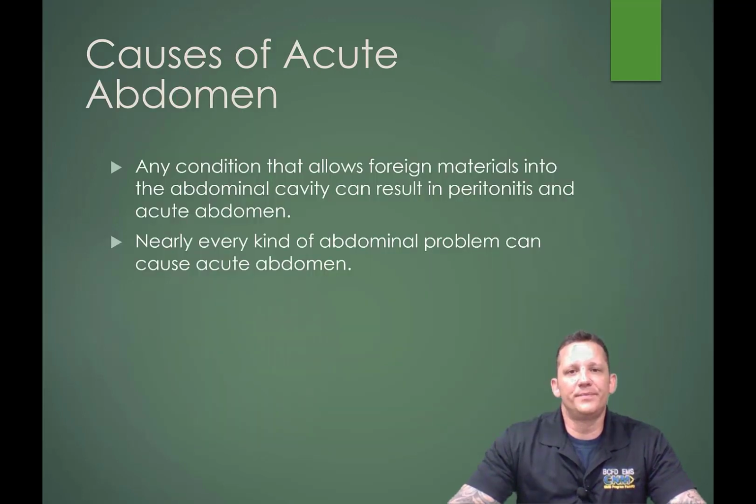So what are the causes of acute abdomen? Really, any condition that allows foreign materials into the abdominal cavity can cause that peritonitis or the acute abdomen. I can't stress it enough. That's a sterile cavity. And as that infectious material or necrotic material comes into contact with those organs, it's going to cause inflammation, and it's also going to cause that acute abdomen or the abdominal pain. Pretty much anything that involves abdominal issues, trauma, or medical can cause abdominal pain.